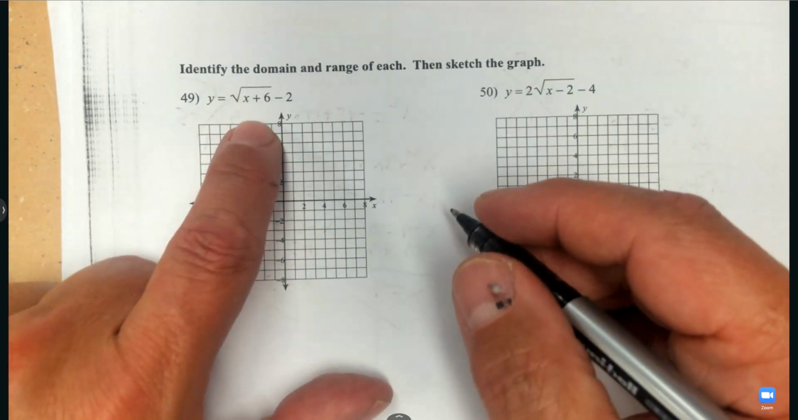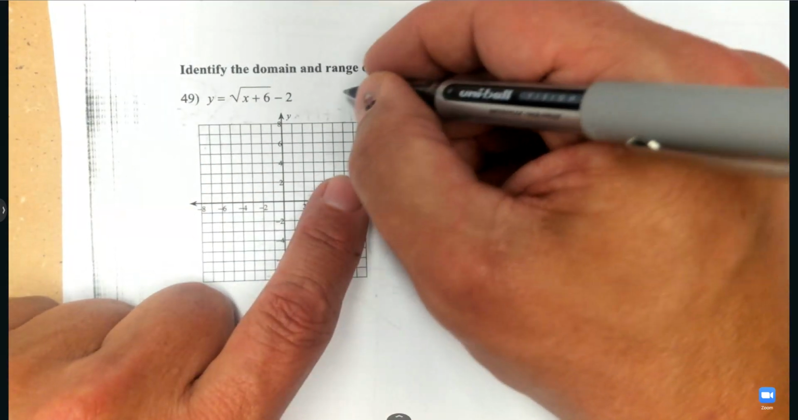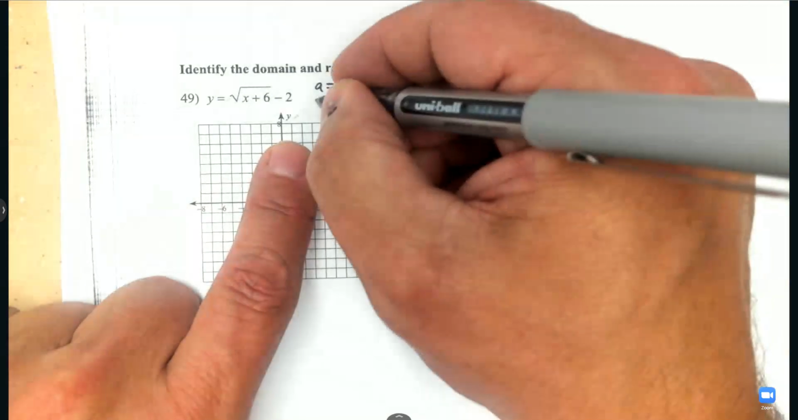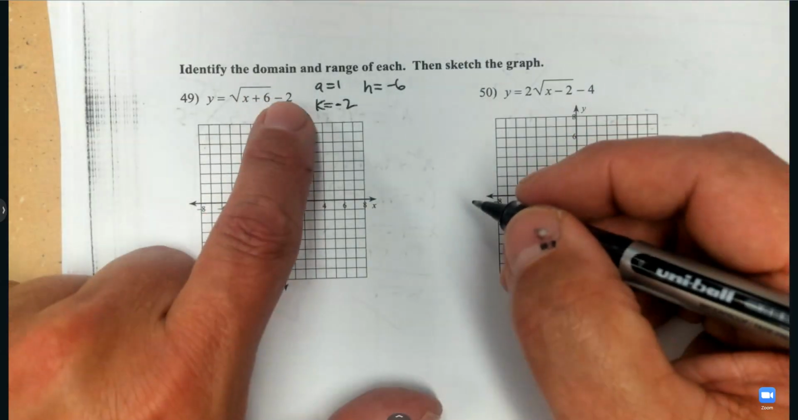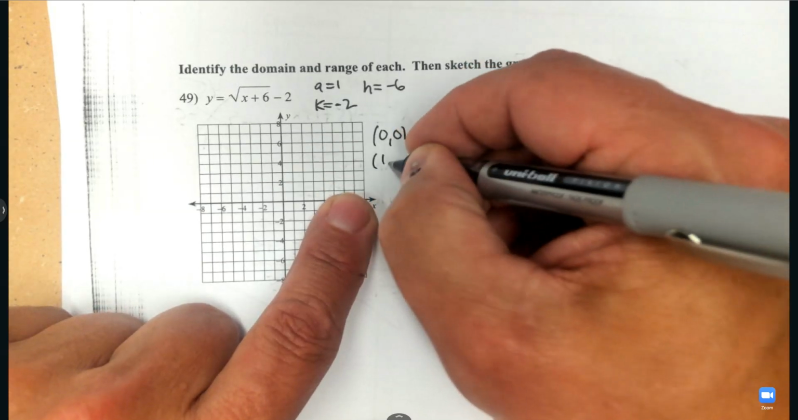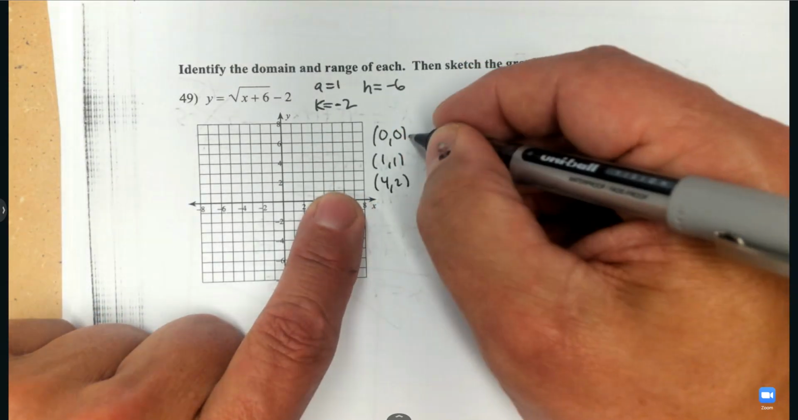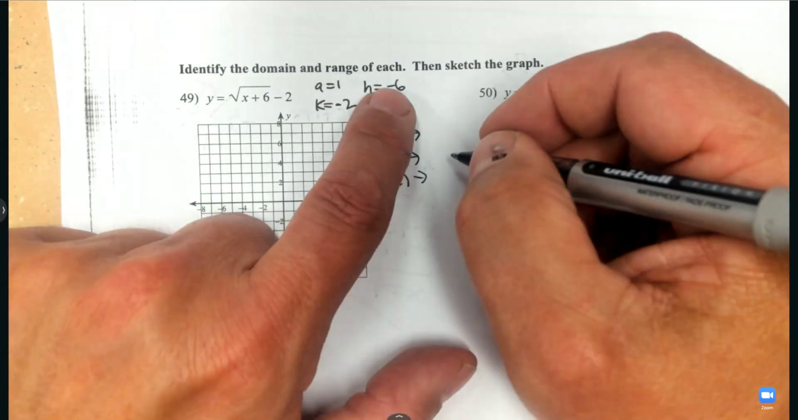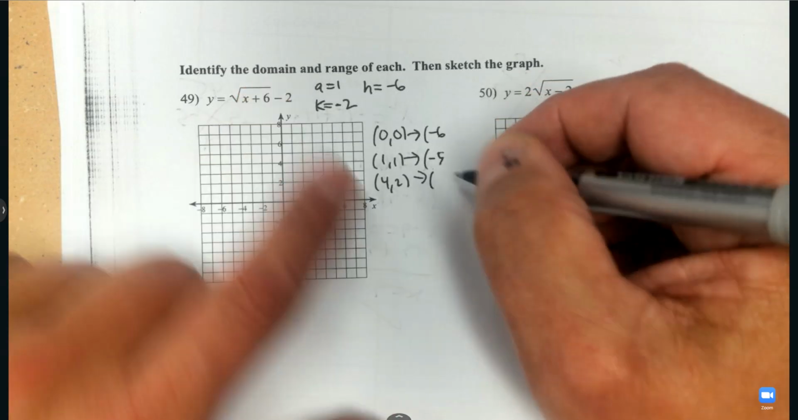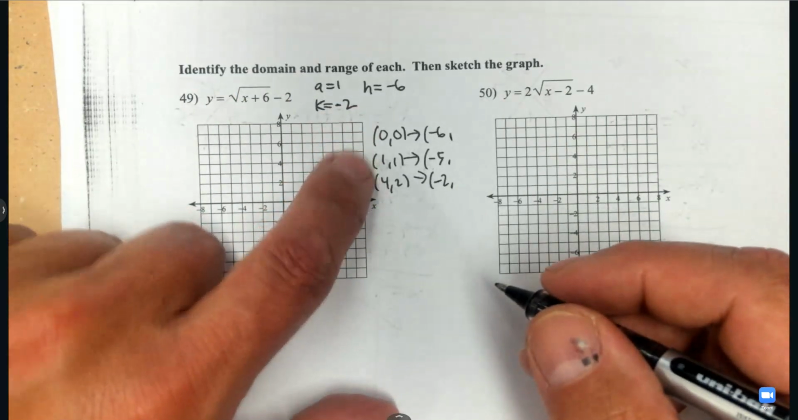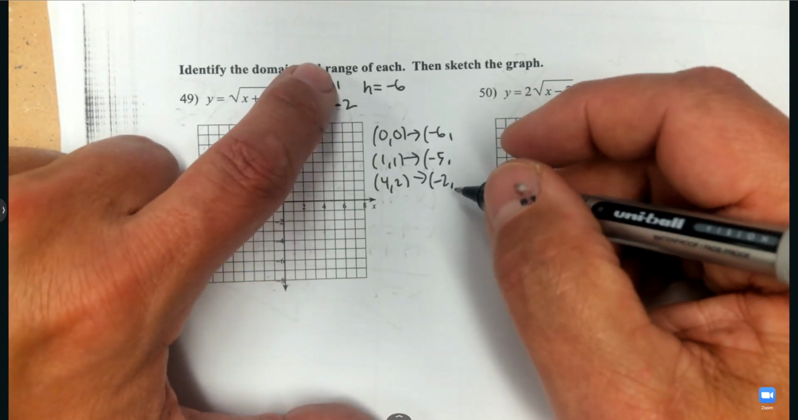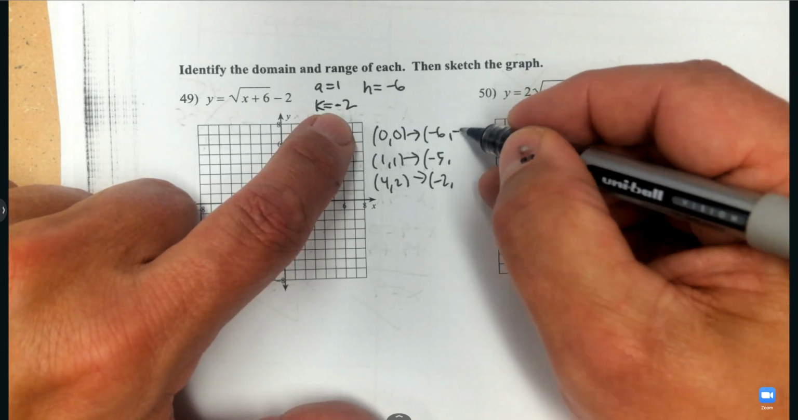So first we're going to graph the square root. We're going to write down what a equals, that's 1, what h equals, that's negative 6, and what k equals, negative 2. Make sure that h is the opposite number. Then the points. For a square root, the 3 points are 0, 0, 1, 1, and 4, 2. And then we're going to change them. To the x coordinate, we're going to subtract 6. So to every x I subtracted, 1 take away 6, 4 take away 6. To the y coordinates, we're going to multiply times 1 and then take away 2.